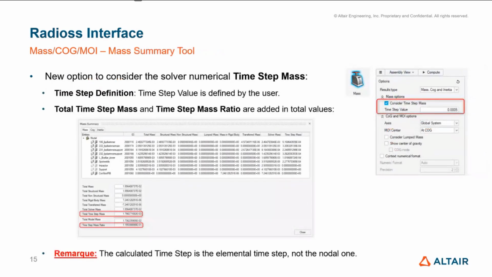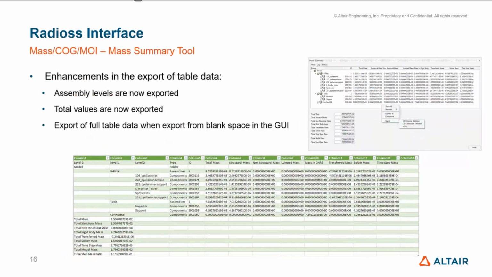So on the same topic, inside the mass summary tool, there were a couple of changes made here in the Radioss interface. The first is the addition of the option to consider the time step mass. So the solver numerical time step mass, which is due to the imposed numerical time step.